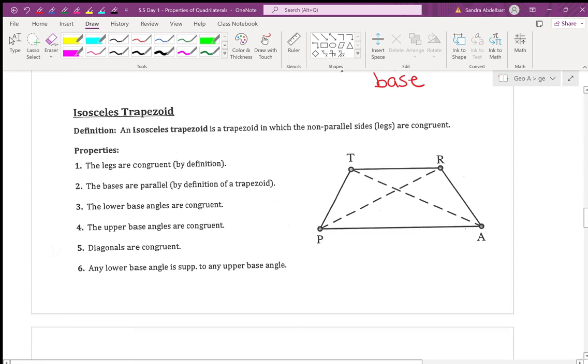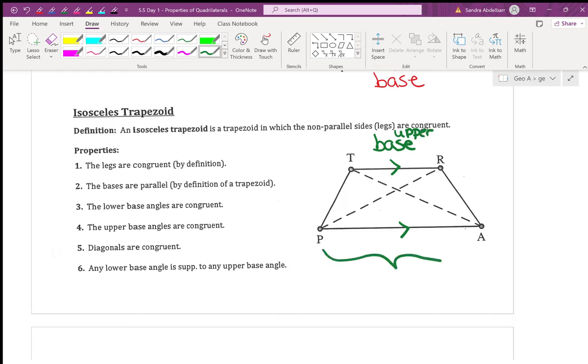So let's go through the properties of an isosceles trapezoid. In an isosceles trapezoid, the bases are parallel. So that means TR and PA are parallel. And what do we call those sides that are parallel? Bases. So you have your upper base and you have your lower base.